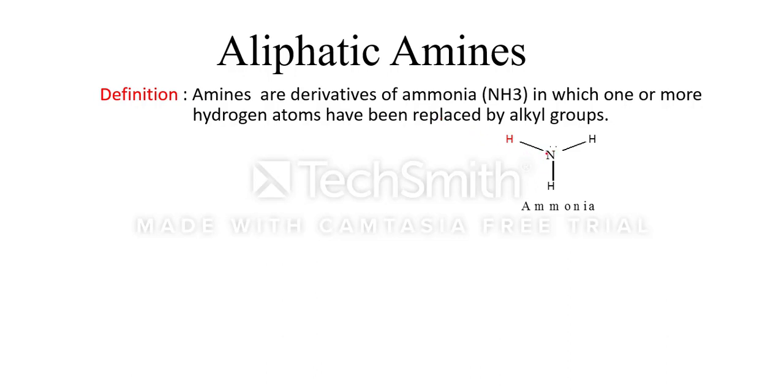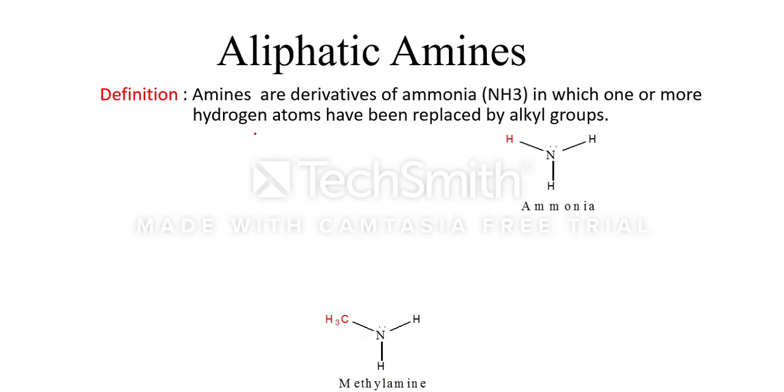The nitrogen contains a lone pair of electrons, and the valency of nitrogen is 3. That's why 3 hydrogen atoms are bonded with nitrogen and 1 lone pair of electrons is present on nitrogen. This is the structure of ammonia. This is the structure of amines, generally methylamine, a primary amine.